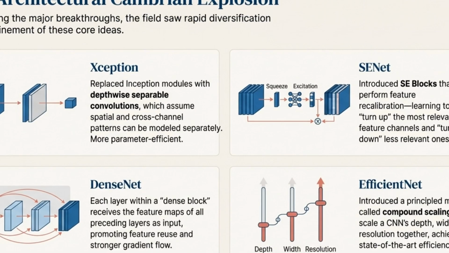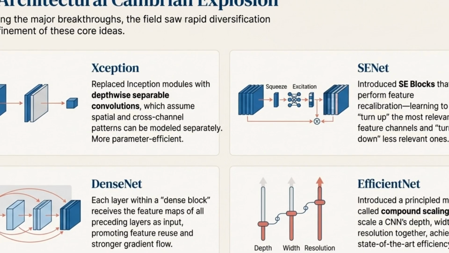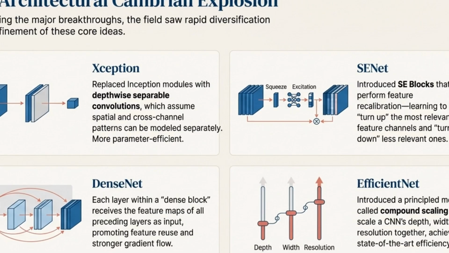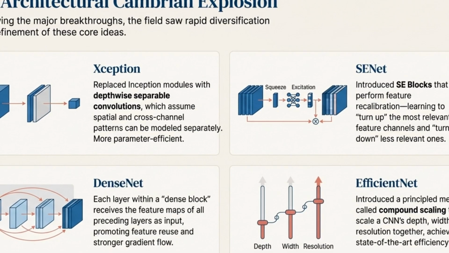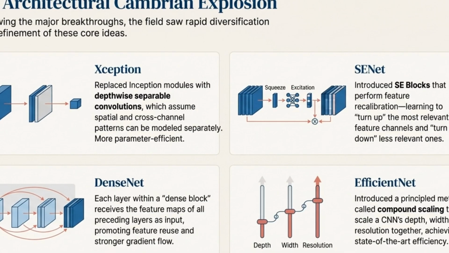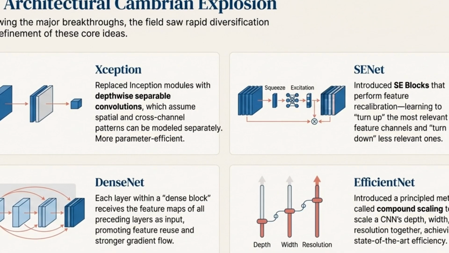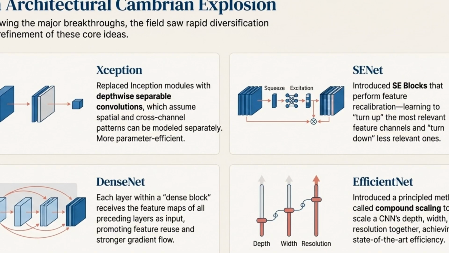Following the landmark achievements of AlexNet, GoogLeNet, and ResNet, the field of computer vision experienced what we might call an architectural Cambrian explosion. Researchers rapidly diversified and refined these core ideas, focusing heavily on efficiency, feature reuse, and better gradient flow. Four key innovations define this era of refinement.